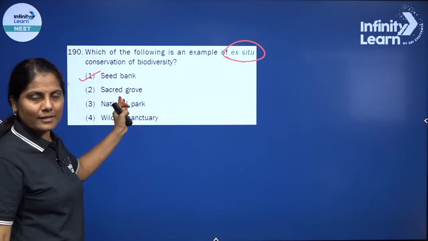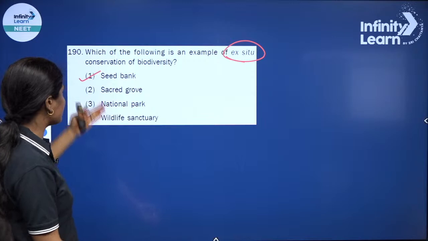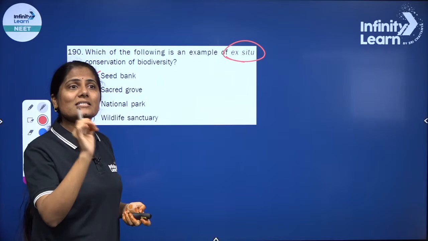Seed bank is where the organisms are protected outside of the natural habitat. Sacred groves, national parks, wildlife sanctuaries are all coming under in situ conservation. Yes, it is in situ conservation.